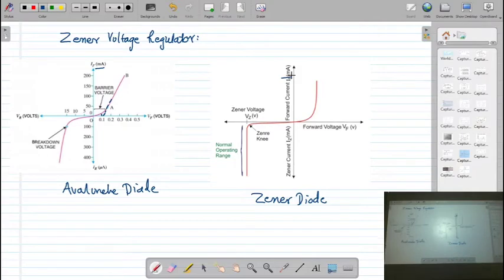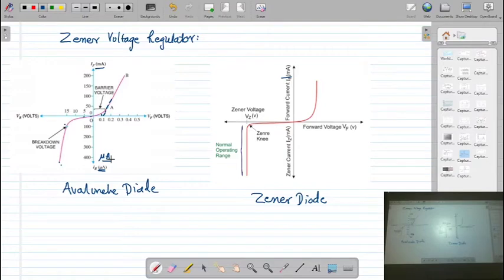But there is a difference in the reverse characteristic. In an avalanche diode, if we increase the reverse bias voltage, 5 volt, 10 volt, 15 volt, then whatever current is flowing is in the order of a microampere. Remember, it is in the order of microamperes. And at a certain voltage, the current suddenly increases, and whatever the current is, again it is in the order of a microampere.